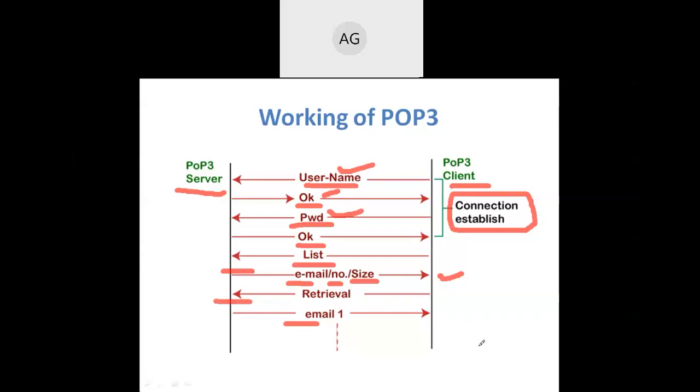So by using this POP 3 protocol, first the connection is established, and after that the server and client do the proceedings. So all of you understand it? Just remember this diagram. We are explaining it in more detail in a later slide. So just remember this diagram. First, the connection establishment is there, and after that the server and the client exchange the emails.